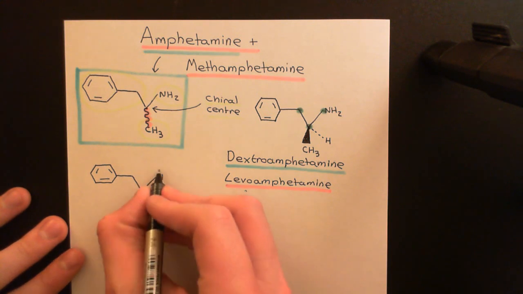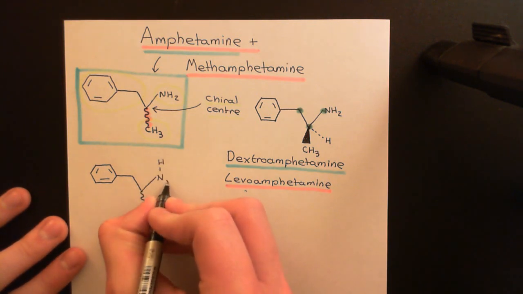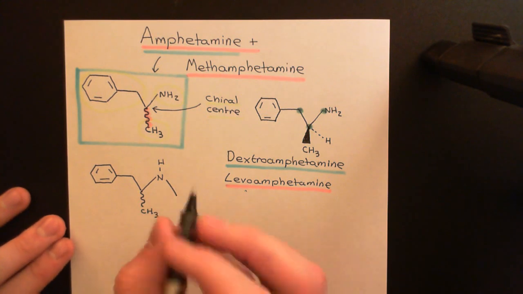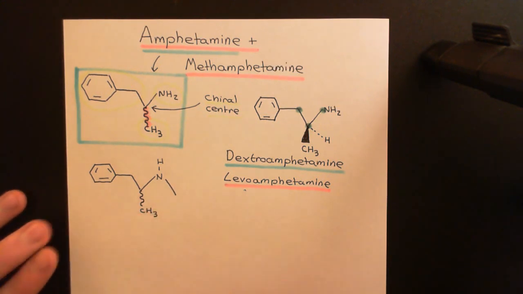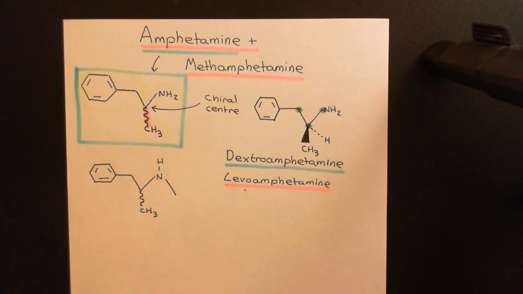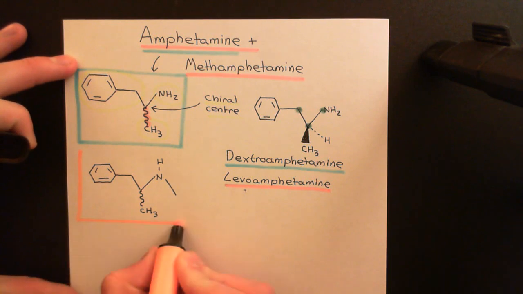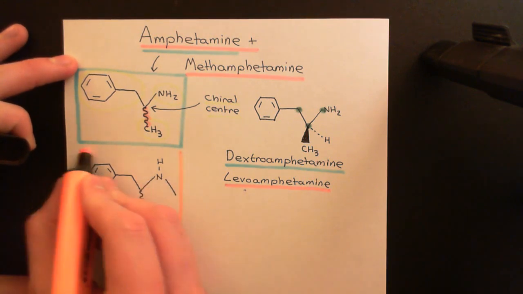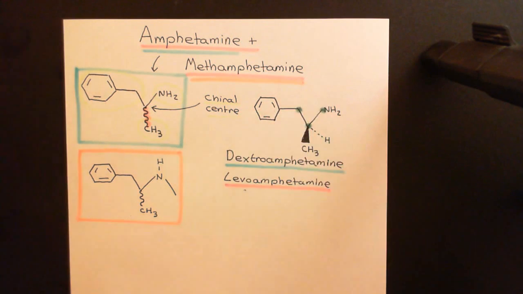Now, the big difference between methamphetamine and amphetamine is that off the amino group here, we're now going to have an additional methyl group. So there's another methyl group coming off this nitrogen atom. So methamphetamine literally is just the amphetamine molecule with an additional methyl group stuck off the amino group of the amphetamine molecule. So here is the structure of methamphetamine.